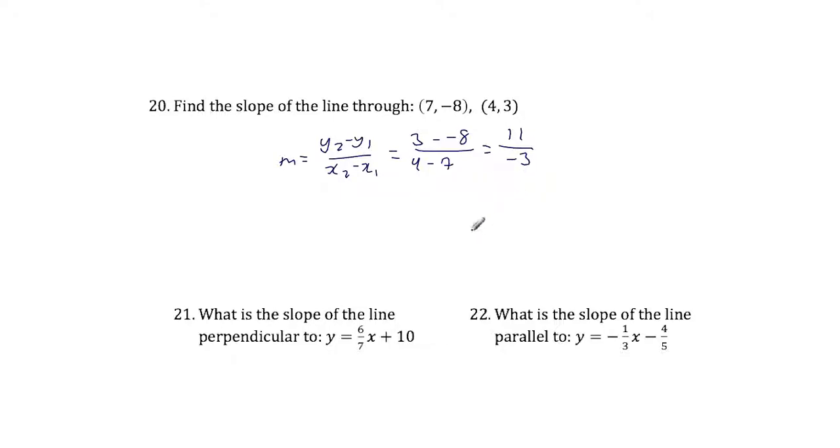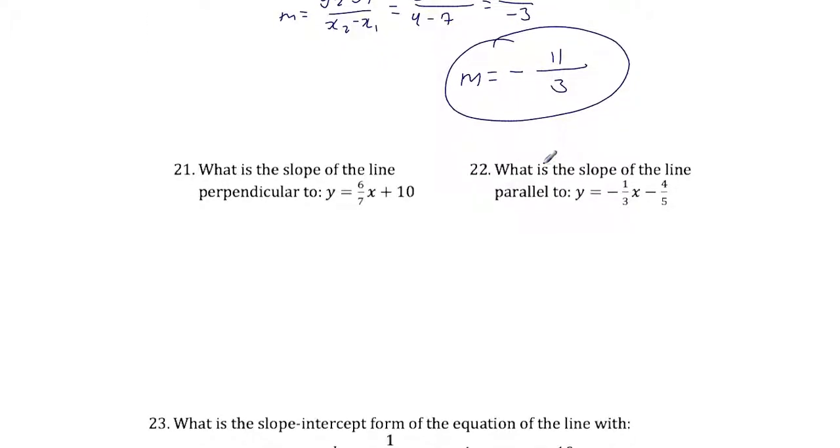Don't really like to write negative signs in the denominator. The best way to do it is write it directly in front of the fraction bar. So we get negative 11 thirds.